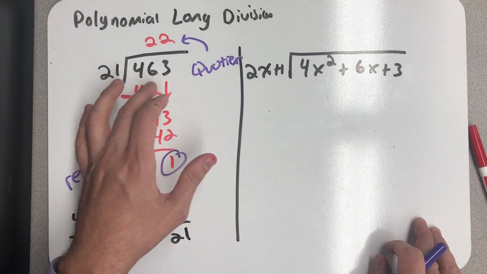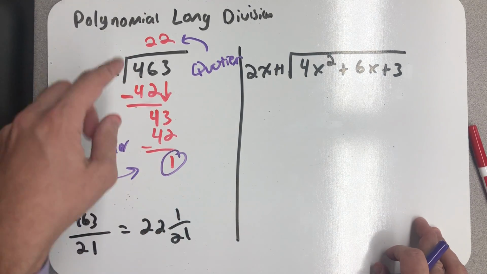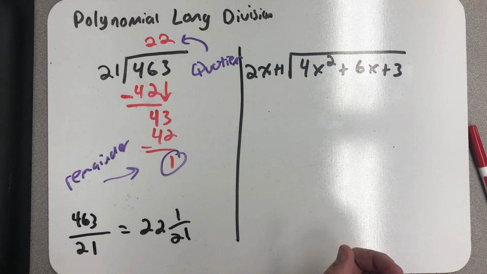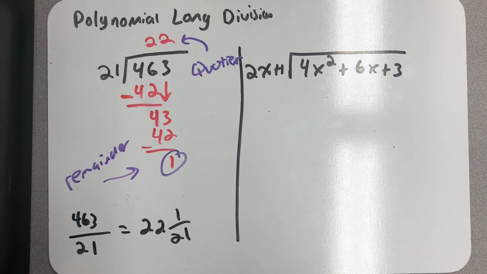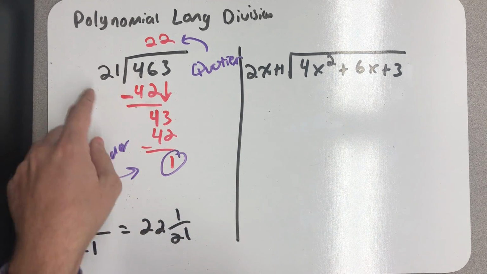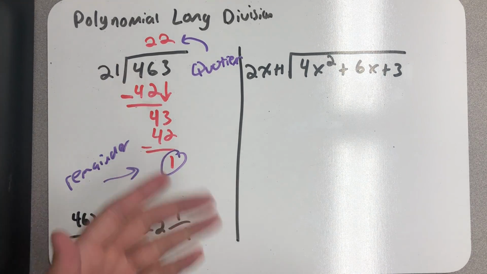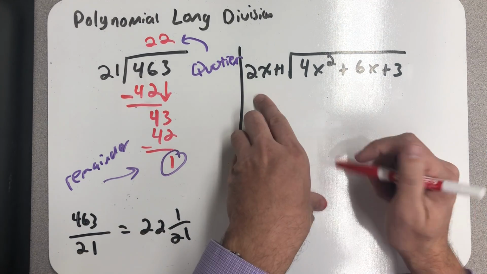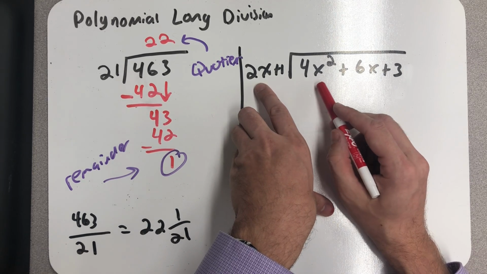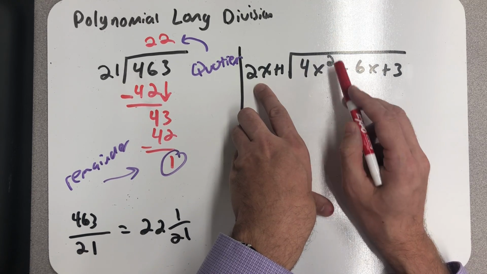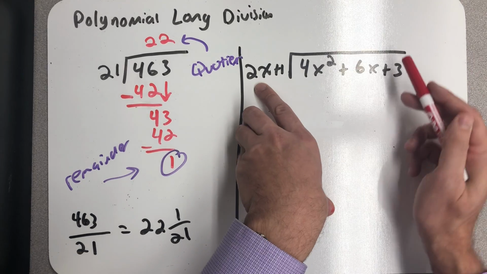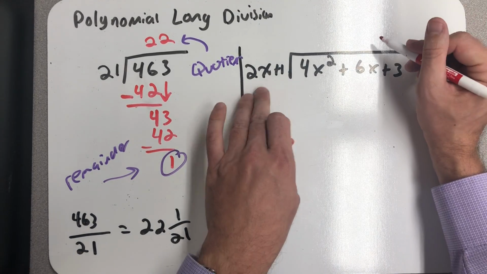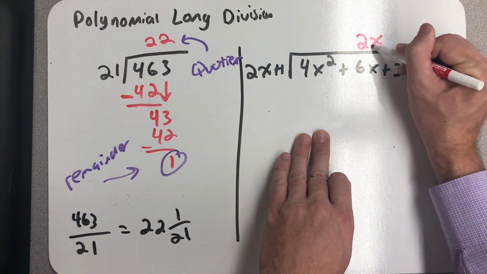I saw how many times 21 would go into 46 because I wanted to get rid of as much of that as I could. Over here, I need to organize my work by degree. So instead of just trying to get a big number under here, as big as I possibly can without going over 46, I need to adjust my thinking a little bit. I need to think about multiplying 2x by something to get 4x squared, because I want to get rid of the 4x squared. That's really my goal. And so I think, well, 2x times 2x gives me that 4x squared.